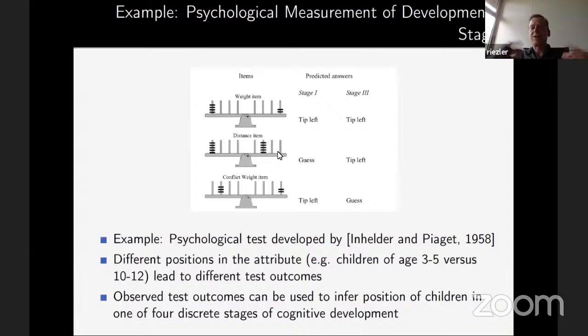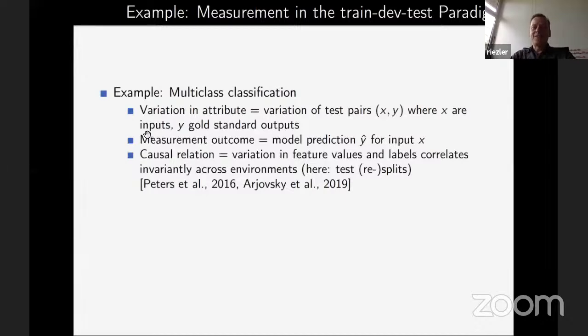If we now apply this to machine learning, what do we get then? In multi-class classification, a variation in the attribute would mean that we vary a test example. So features and labels are varied. A measurement outcome is a model prediction. And the aforementioned causal relation would mean that the variation in feature values and labels has to correlate invariantly across environments.